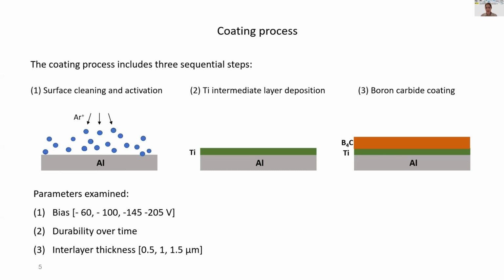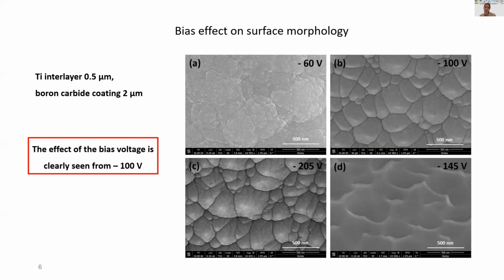We investigated the bias supply, the coating durability over time, and the effect of the titanium interlayer thickness. First, we investigated the structure and morphology of the coatings that were synthesized under different bias. And it is clear that the bias affects the morphology. This is because of the enhanced ion bombardment of argon ions that cause resputtering.